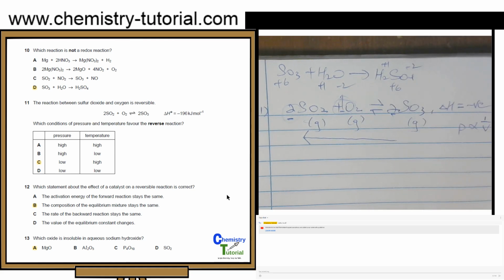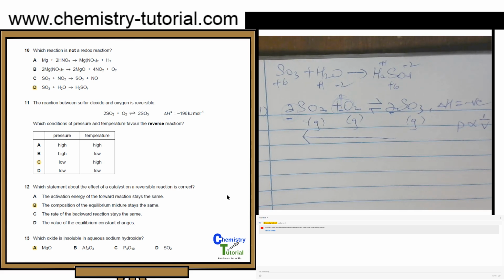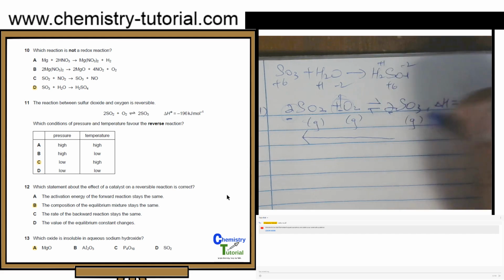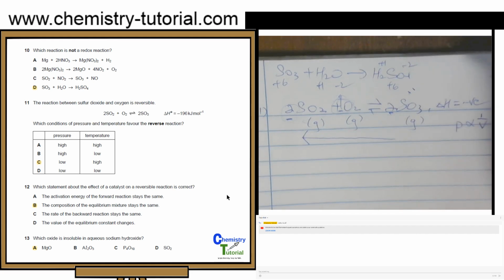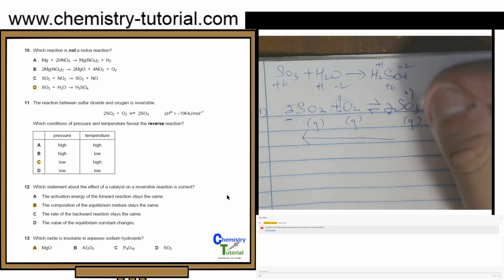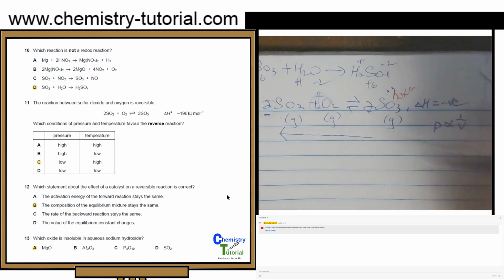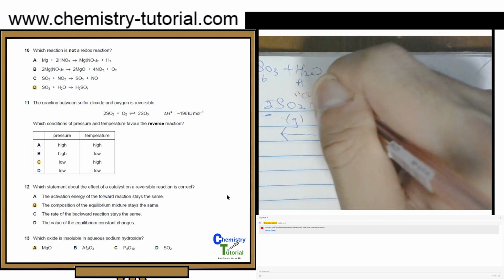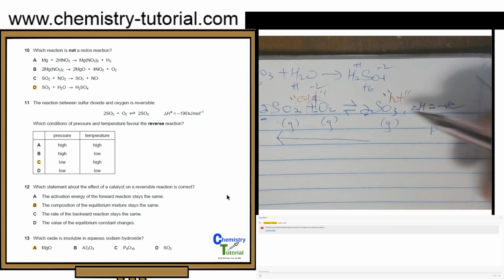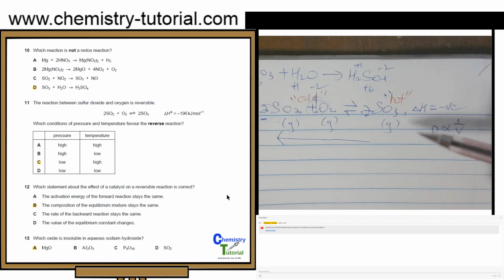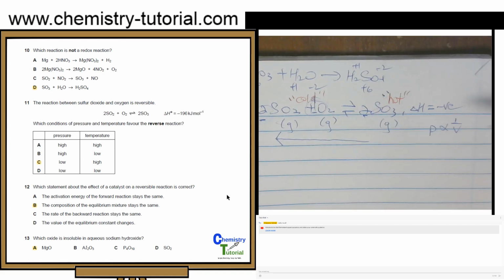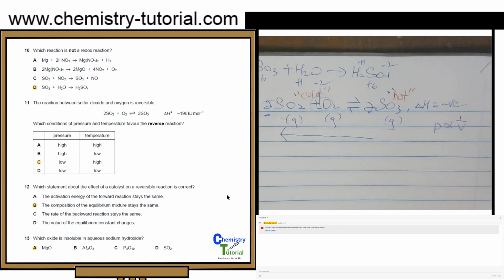Next, this forward reaction is an exothermic one. So how I teach students is that if the product is favored, this side will be rather hot. Let me use a different pen. This side will be rather hot because heat is released. So this side will be rather cold. So if you raise the temperature of the system, the position of equilibrium will shift towards the colder end. Hence, the answer for question 11 is option C.